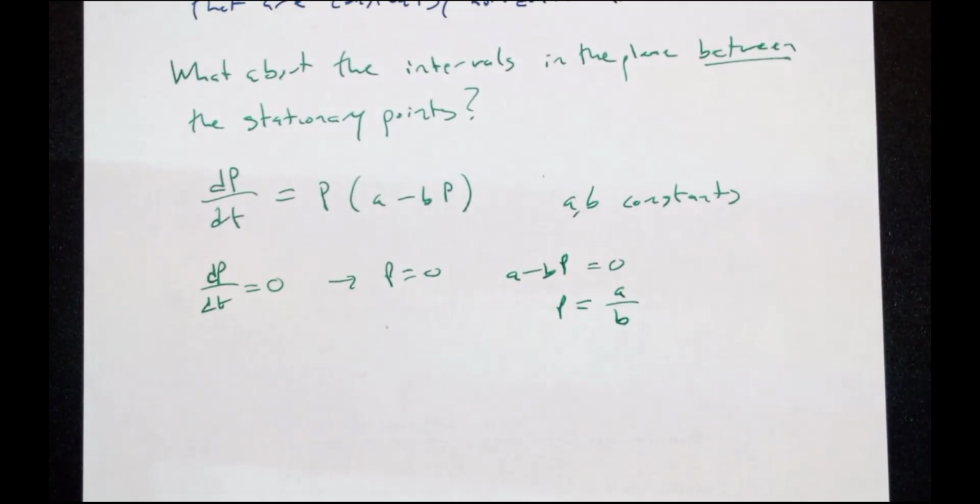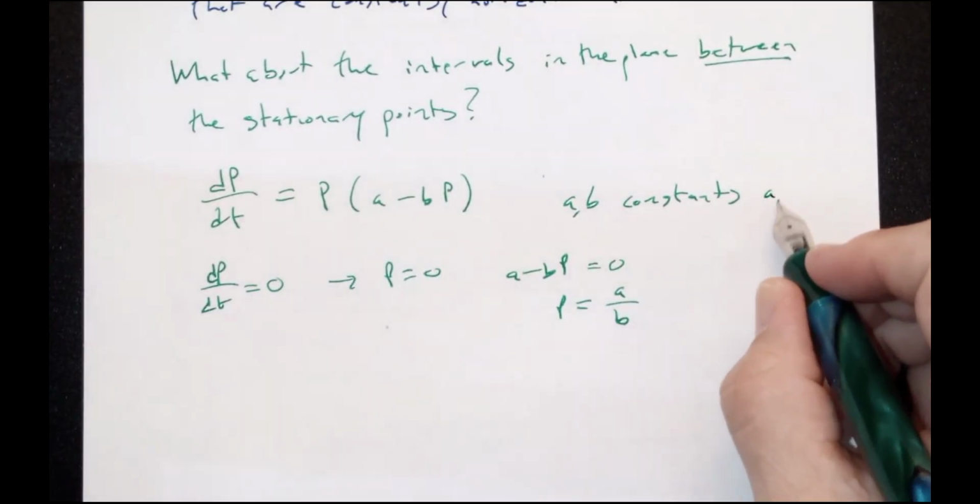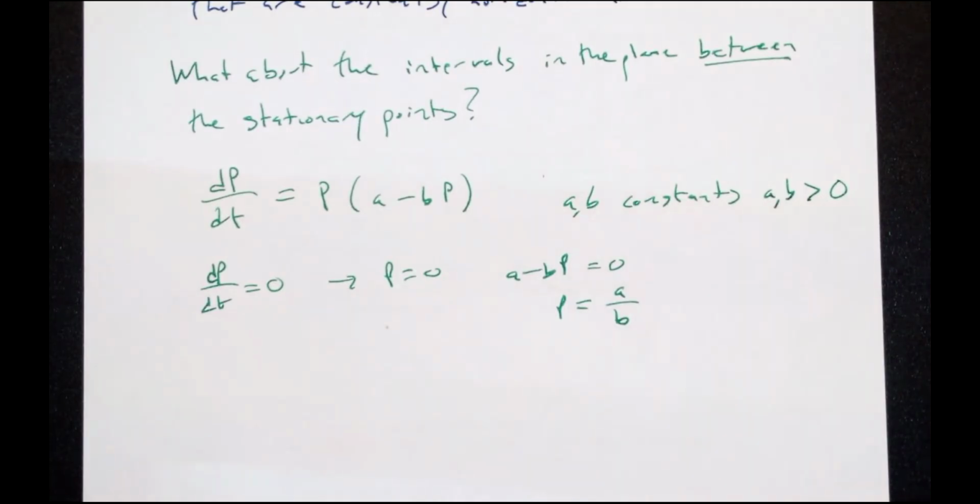I'm going to make an assumption for the moment that I really should have written down earlier in my notes. I'm going to go back up here and say A and B are constants, and A and B are both positive. Then I don't have to worry about a minus sign floating around on me here. That means that A over B is bigger than 0. Let's draw a number line. Not even an XY graph, just a number line.